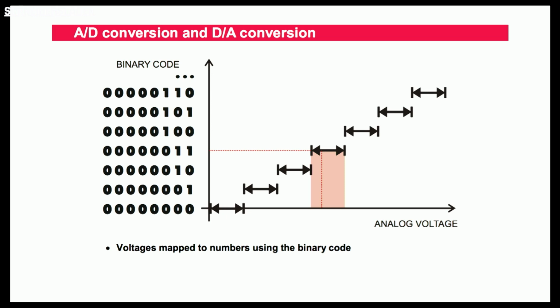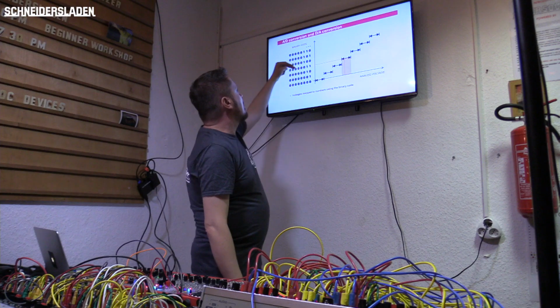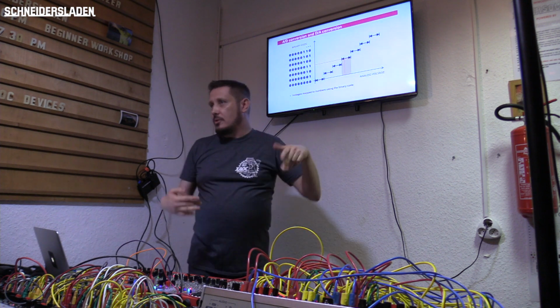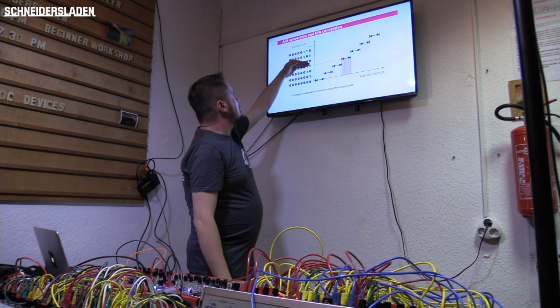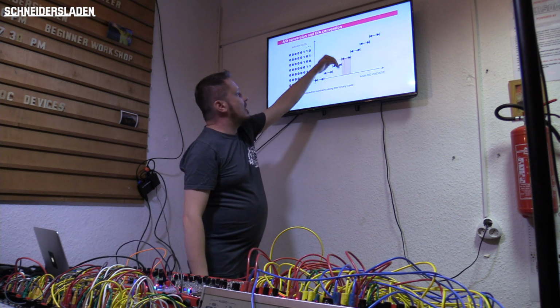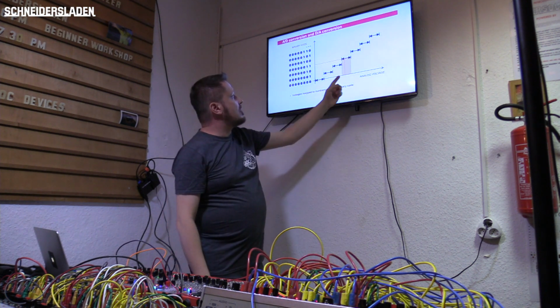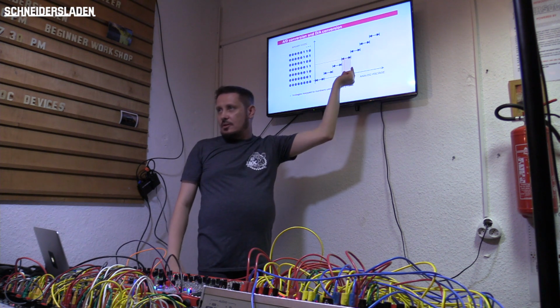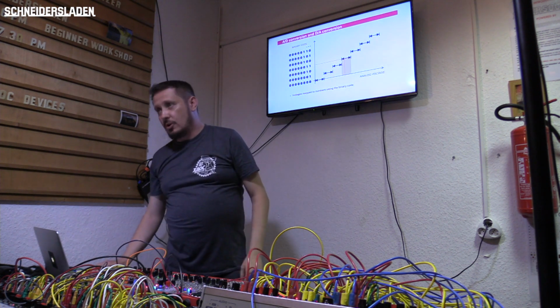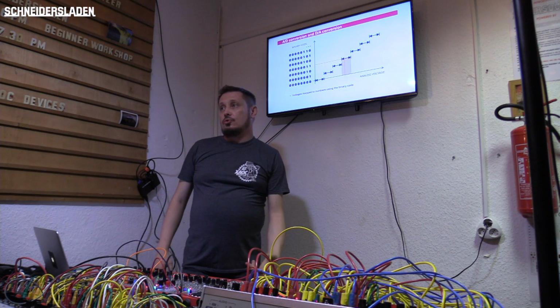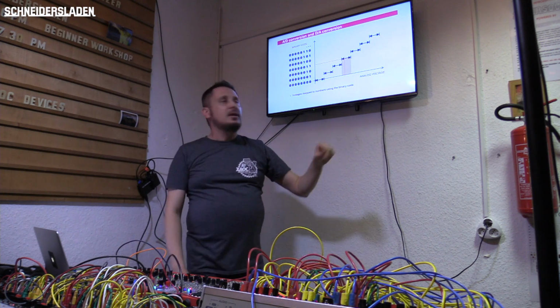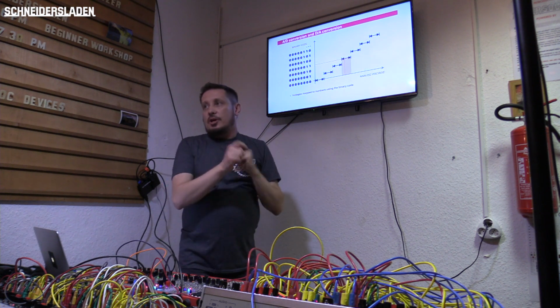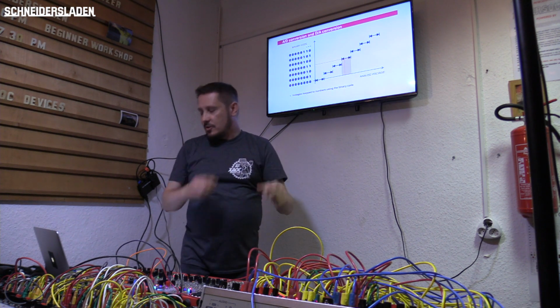And you can see that these voltages are mapped to numbers, and we can do the same in the opposite direction by mapping these values, these numbers, back to some voltage, and this voltage will be in the middle of this interval. We call it quantization distortion or quantization error, the difference between the original value and the value that will be recovered from the binary representation.